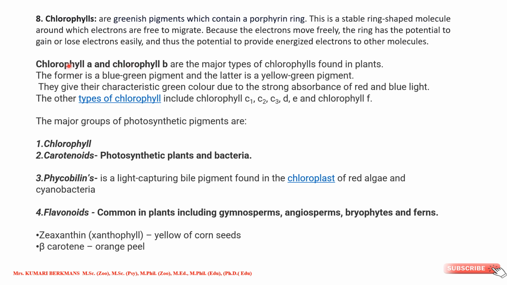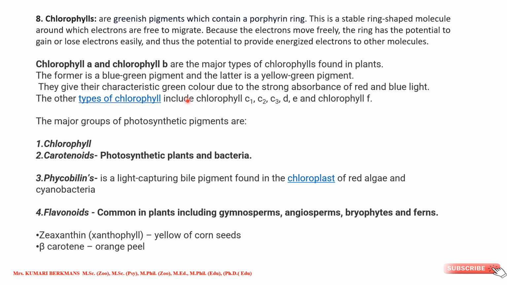Blue, yellow. Keep this in mind: chlorophyll A is blue, chlorophyll B is yellow. Yellow-green pigment, blue-green pigment. And they give the characteristic green color due to the strong absorbance of red and blue light.